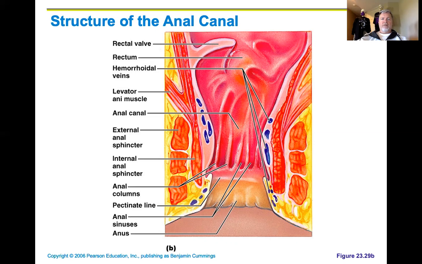Anyway, other parts of this, we do have rectal valves, which are flaps. Rectal valves allow the feces to be held in place, but allow gas to pass by. But the whole purpose of this anal canal is simply to propel the fecal matter toward the anus.